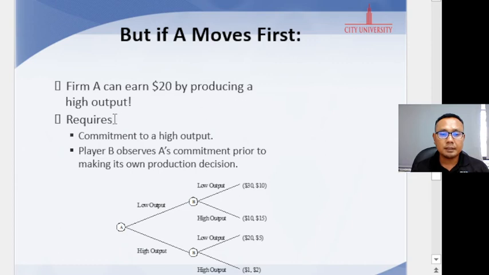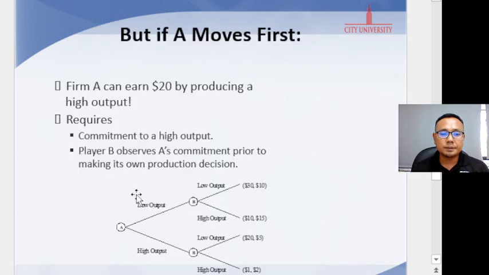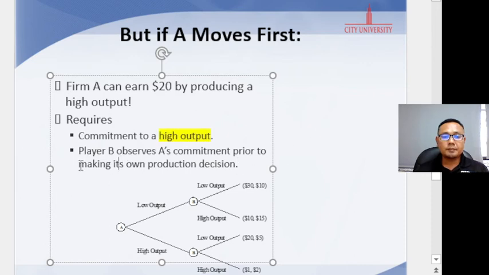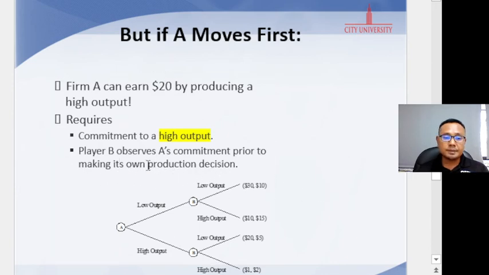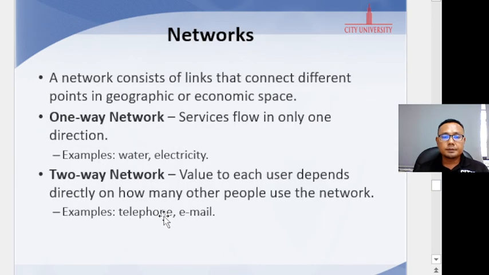By producing a high output, if they move first, they will earn $20. So this requires a commitment to high output. That means if A decides to move first, they need to commit to high output. And player B observes A's commitment prior to making its own production decision. So they will see first, and of course they will get lower than firm A, only $5. So that's a simple example for us to understand the first mover and second mover.